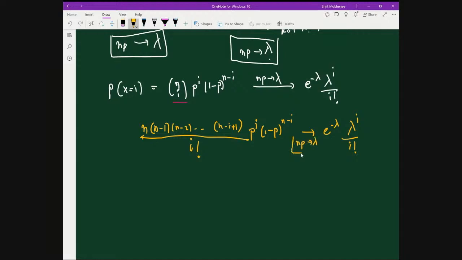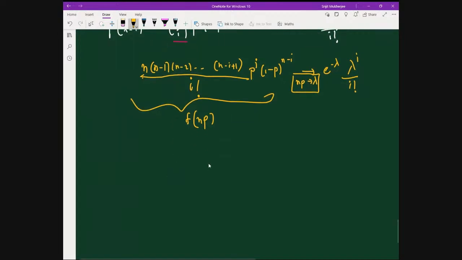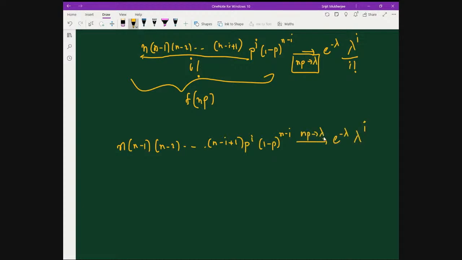So you need to use this limit. You have to make this a function of np only. How to do that? That's the first step, otherwise we will not get to this. So i factorial is already there, so let's not focus on it. You need to prove that n into n minus 1 into n minus 2 up to n minus i plus 1, into p to the power i into (1 minus p) to the power n minus i, goes towards e to the power minus lambda, lambda to the power i as np goes to lambda.